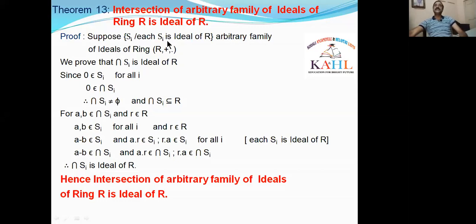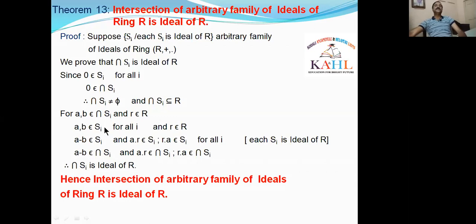Each Si is an ideal of R, which means each Si is in R. That means the intersection of Si is also contained in R. Now I am taking a, b belongs to the intersection of Si and r belongs to R. a, b belongs to the intersection of Si means a, b is in each Si. That means a, b belongs to Si for all i, and r belongs to R is written the same from the first step to the next step.